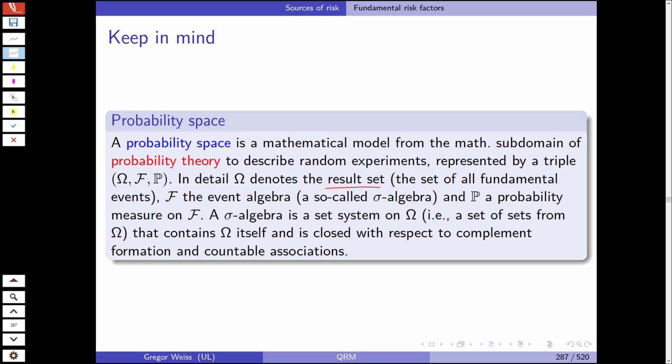It also is 1, 2, 3, 4, 5, and 6. It's the empty set, or the set of all outcomes, for example, the set of 1, 3, 5, 2, 4, 6, and so on. And then P assigns a probability to all those elements of the sigma algebra. So it's a set system on omega. It contains omega itself. It's closed with respect to complement formation and countable unions. That's the definition of a sigma algebra.